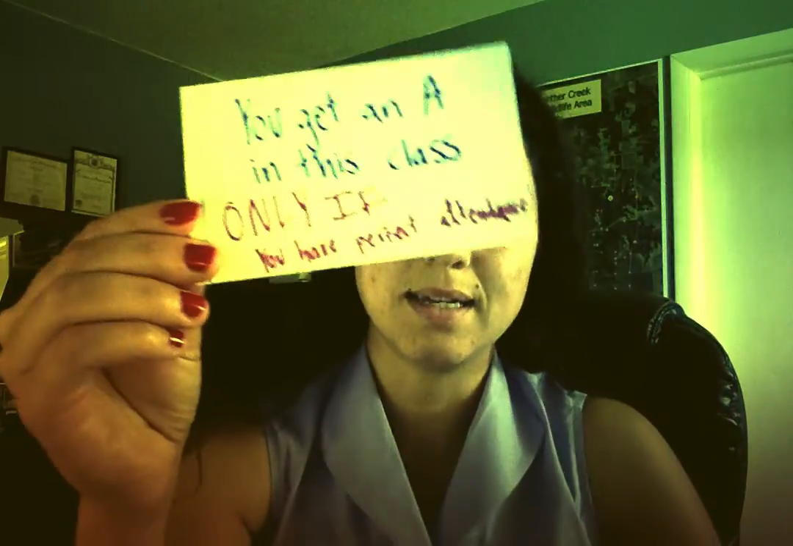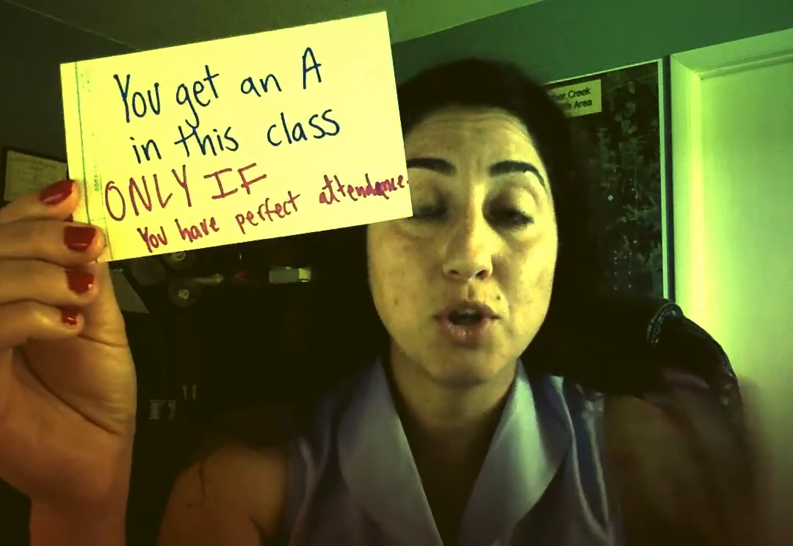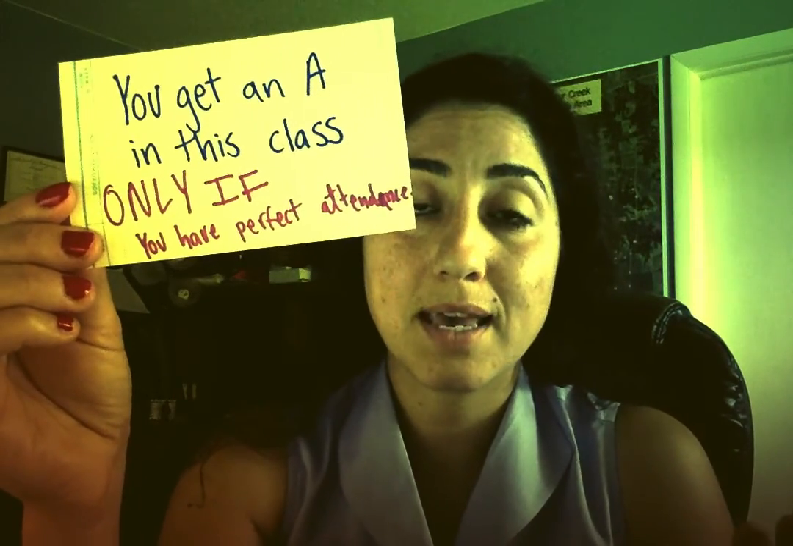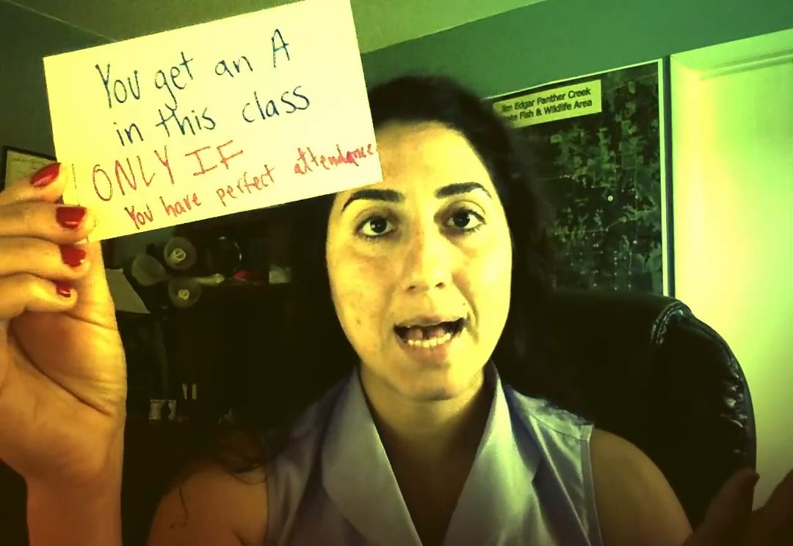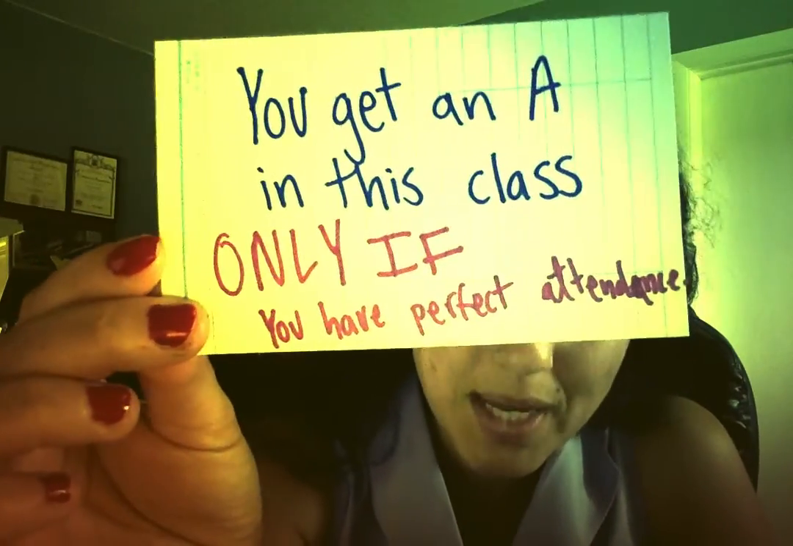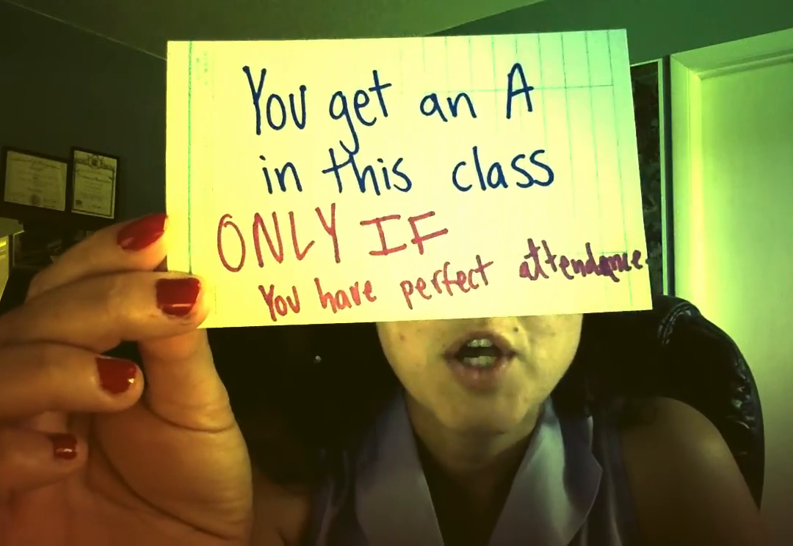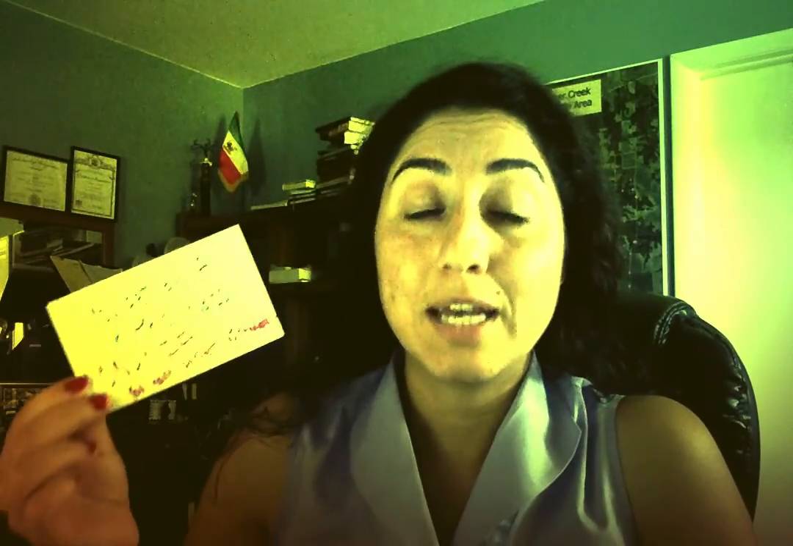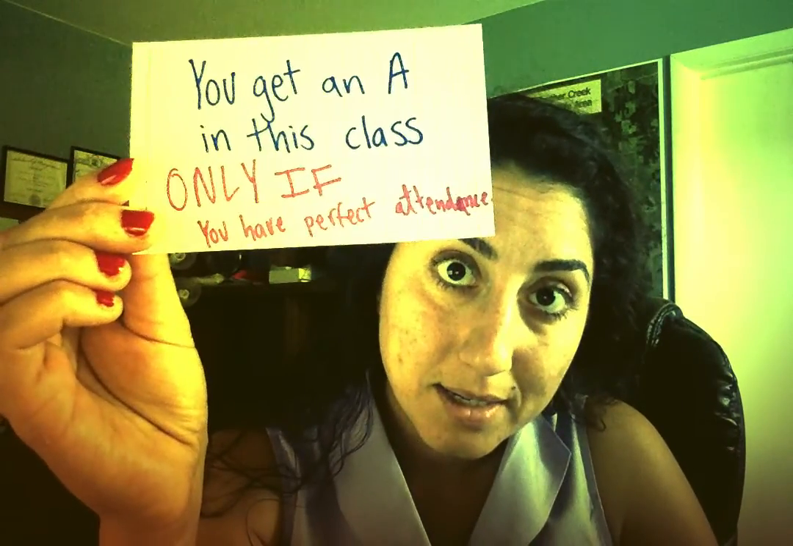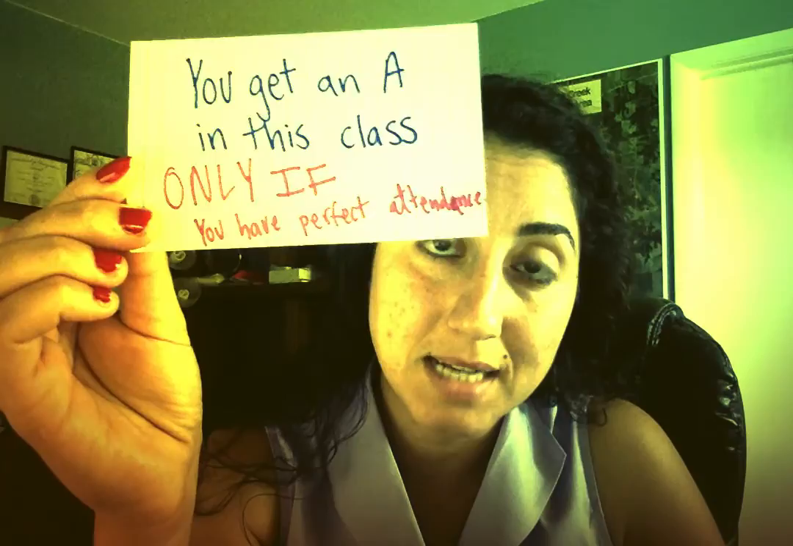So let's compare this sentence that says only if. So you're a student in a class and you're asking the teacher, how do you get an A in the class? And they say this to you, that you get an A in the class only if you have perfect attendance. This is saying that to get an A, it is required that you have perfect attendance. Meaning if you don't have perfect attendance, whatever other grades you got on anything else, you're not going to get an A. It's necessary for you to get an A that you have perfect attendance.